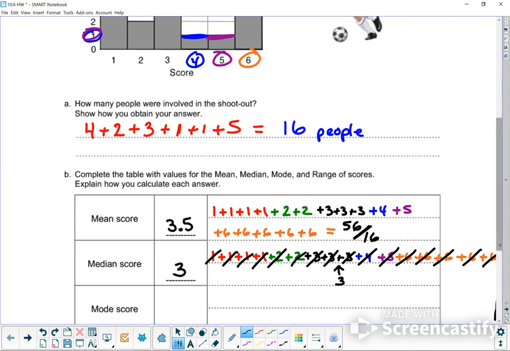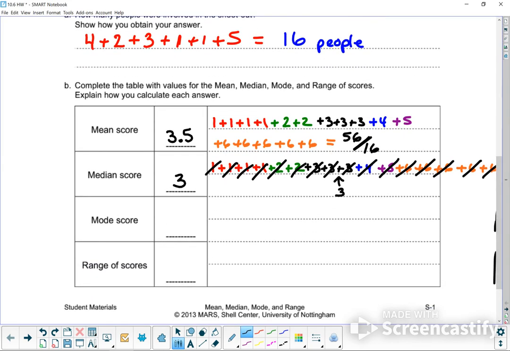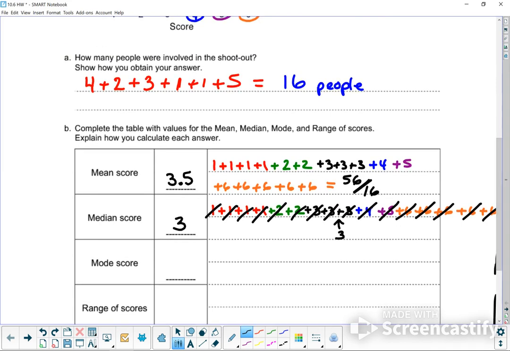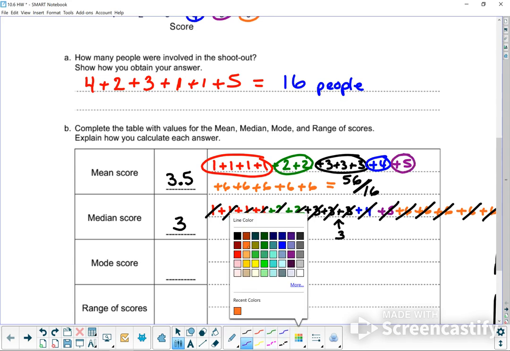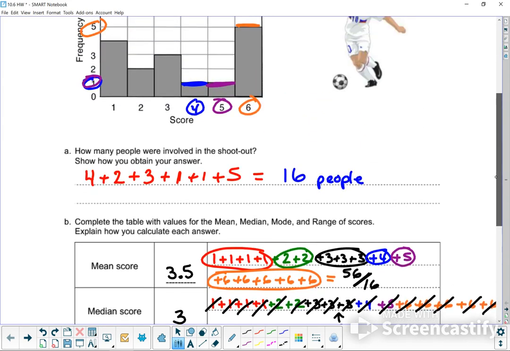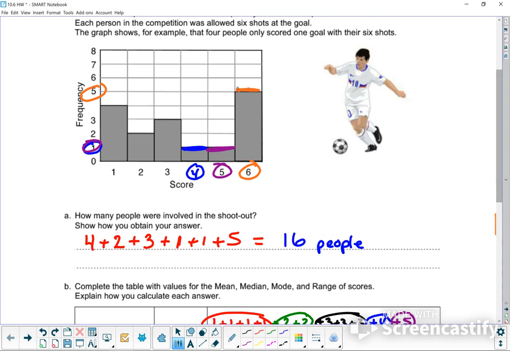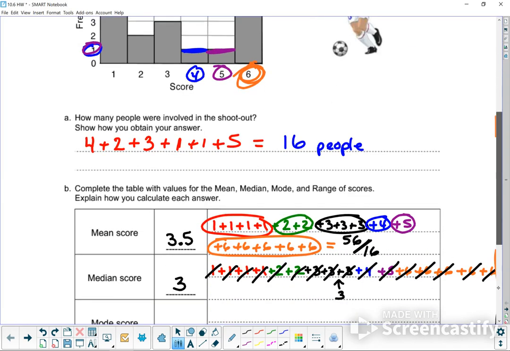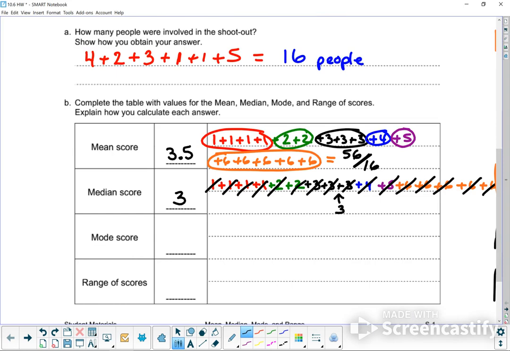just 3. Okay. The mode is the number that shows up the most. You can see in my colors, there's that many ones, there's that many twos, there's that many threes, there's that many fours, there's that many fives, and there's that many sixes. And you can obviously see which one has more, right? And also from your histogram, the mode is the one that's the highest, which in this case, with the most of 5, the mode score is going to be 6. So the mode score is 6.